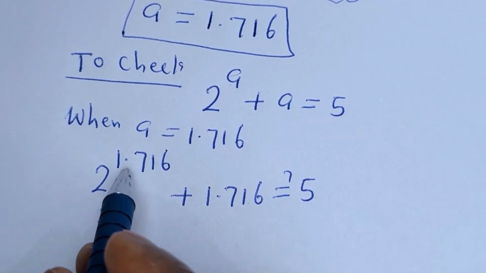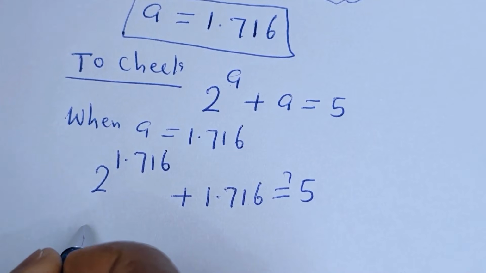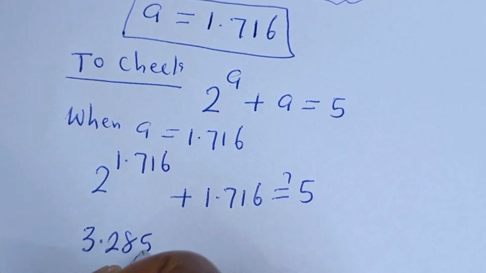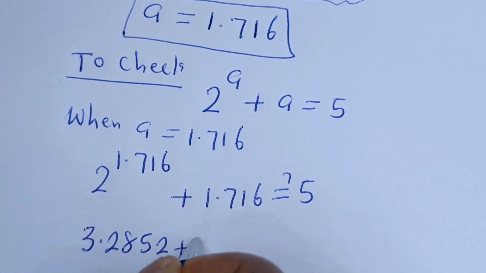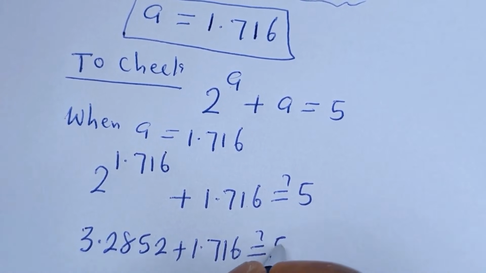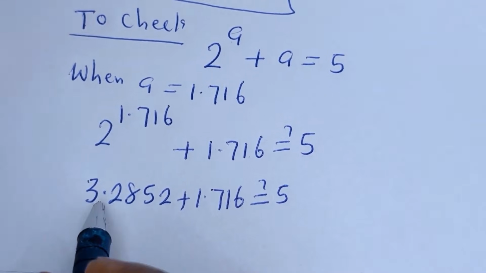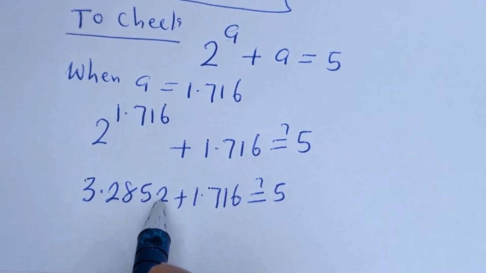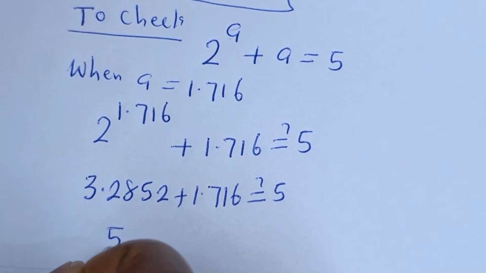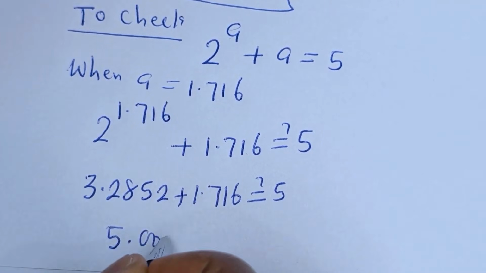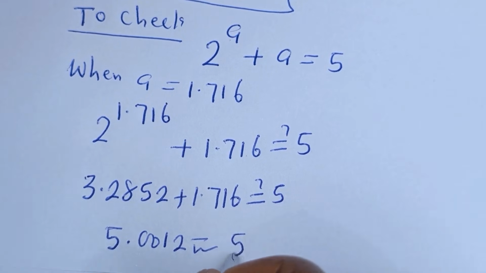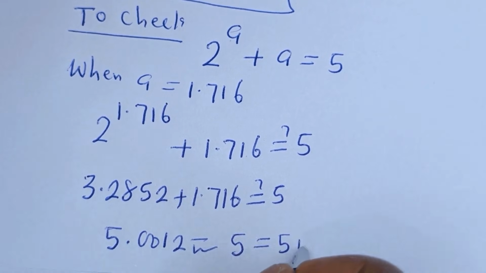Then 2 raised to the power 1.716, this is 3.2852 plus 1.716 must be equal to 5. Then if you add 3.2852 plus 1.716, we got 5.0012, which is approximately 5, is equal to 5, which is true.